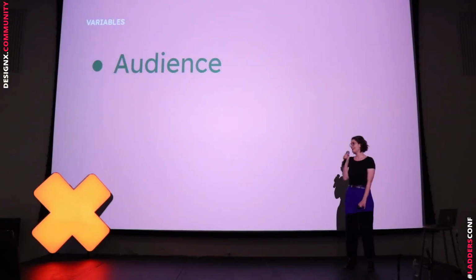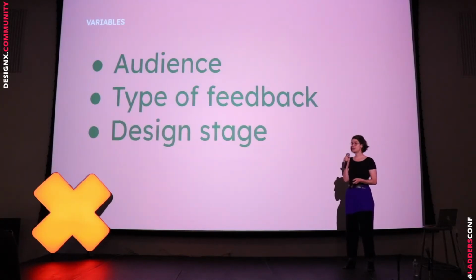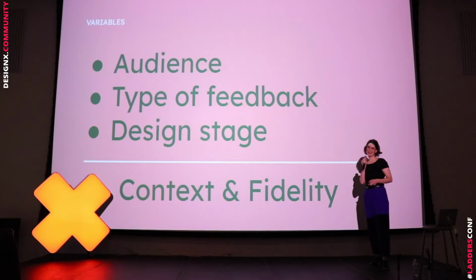Okay, so there's a few variables in any situation that you're presenting in. The first of which is the audience you're presenting to, right? And then there's the type of feedback that you want. And then there's the stage of the design that you're in. And this graphic really could be better, but this is the best way I could think of to render the fact that those variables influence the type of context that you give and the fidelity at which you show your work.